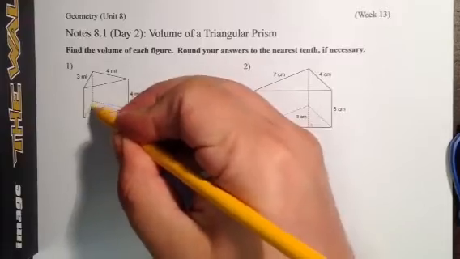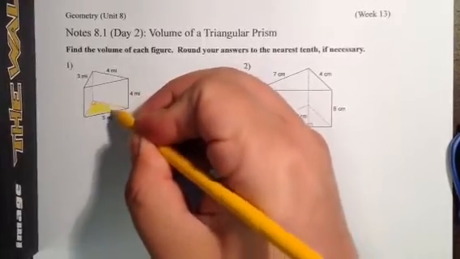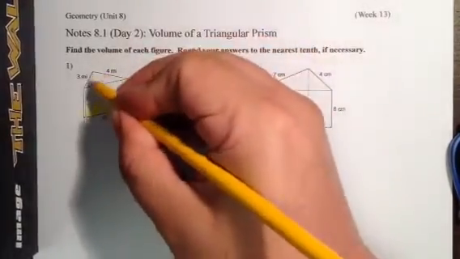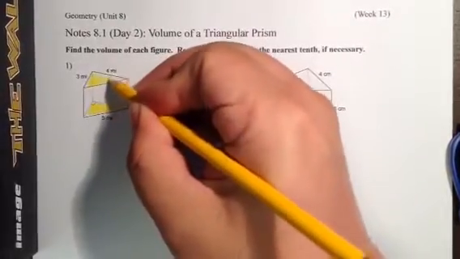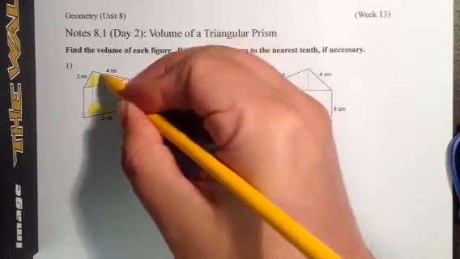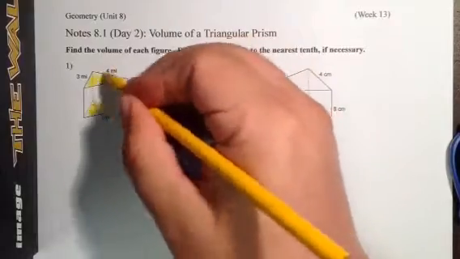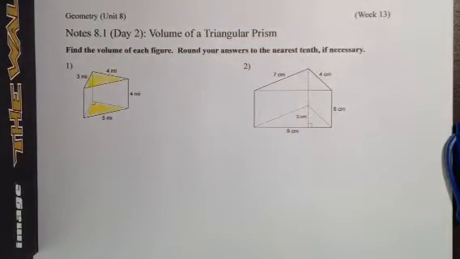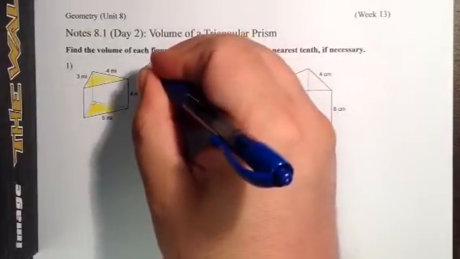Here's the reason. When I color this one in, notice parallel to it, there's one exactly like it. The other sides don't have that. Only the triangles have a matching parallel side. And so the first thing we do, just like yesterday, is we want to find the area of the base.